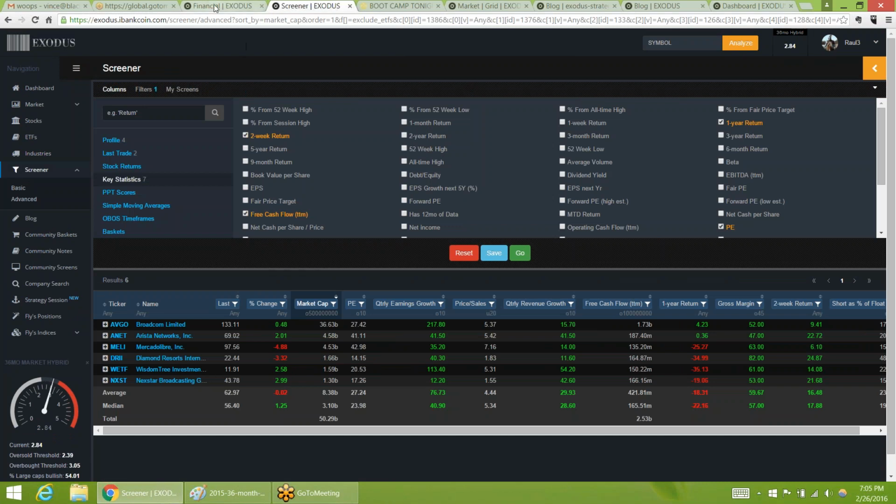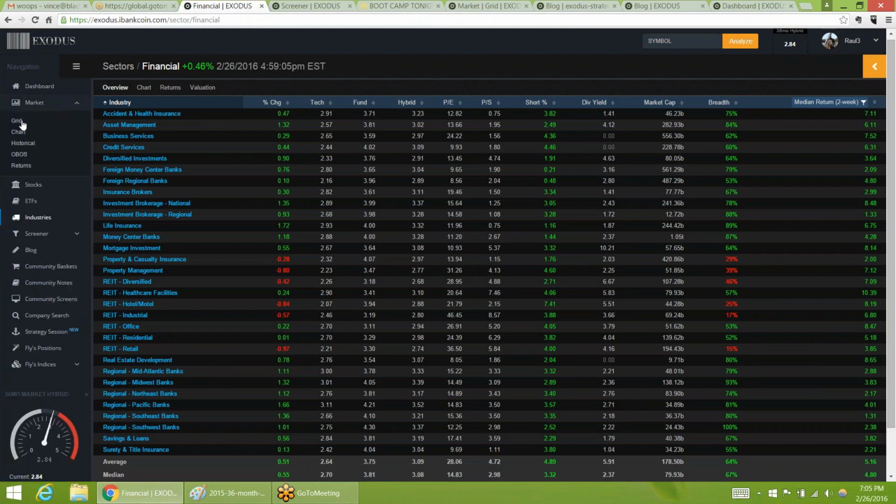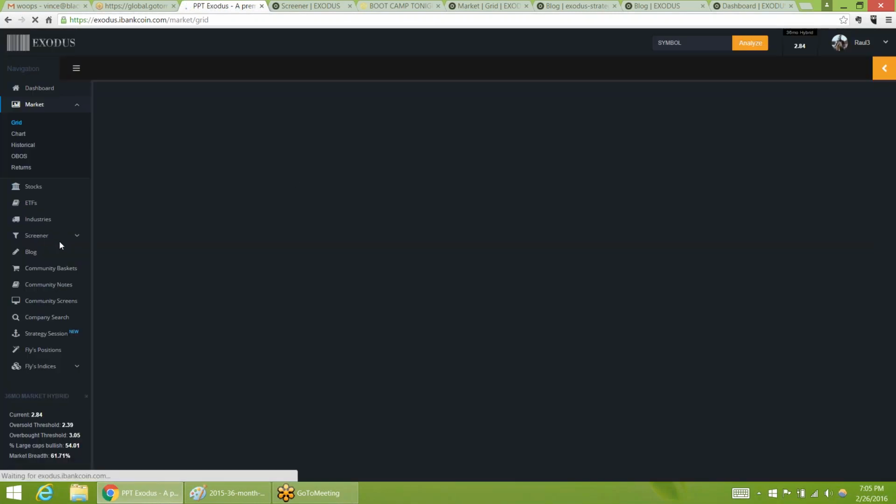What we want to try and do with this software is identify a common thread as to what's working within that sector. That's something we can do pretty easily with some of these screens inside the grid, which we can use to segue into the screener of the software.